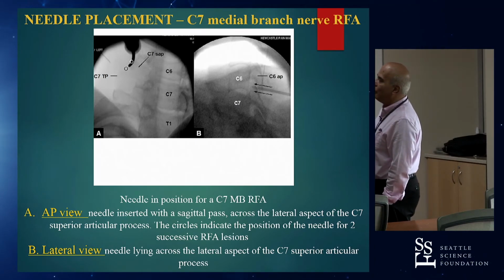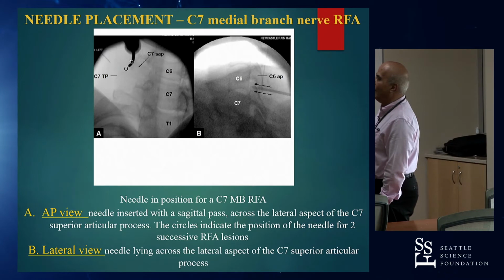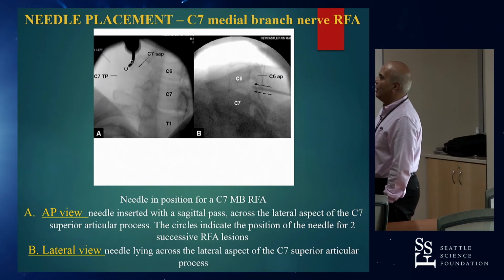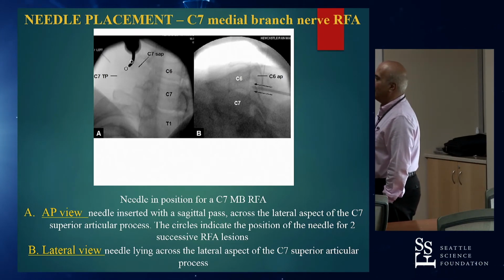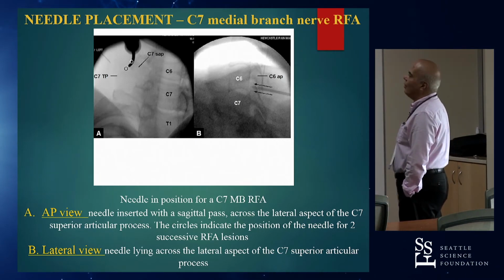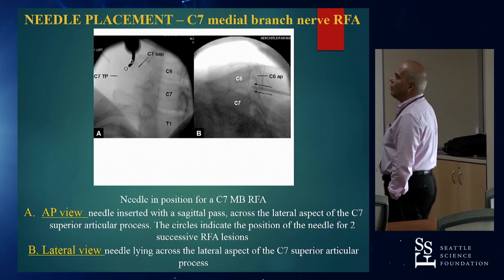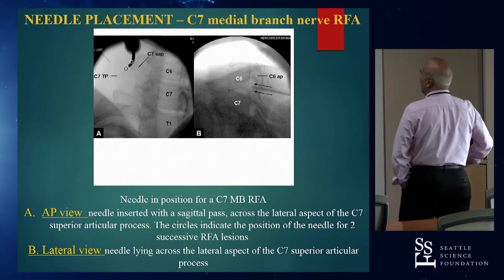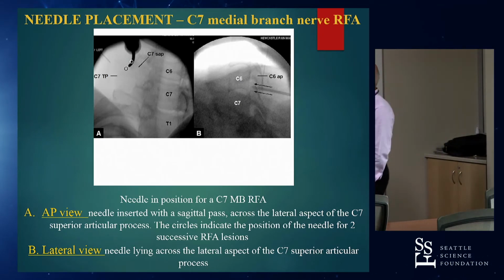And the lateral view shows you the needle lying across the lateral aspect of the C7 SAP, and the arrow indicates areas where you can place the needle above and below to perform other lesions at that particular level.